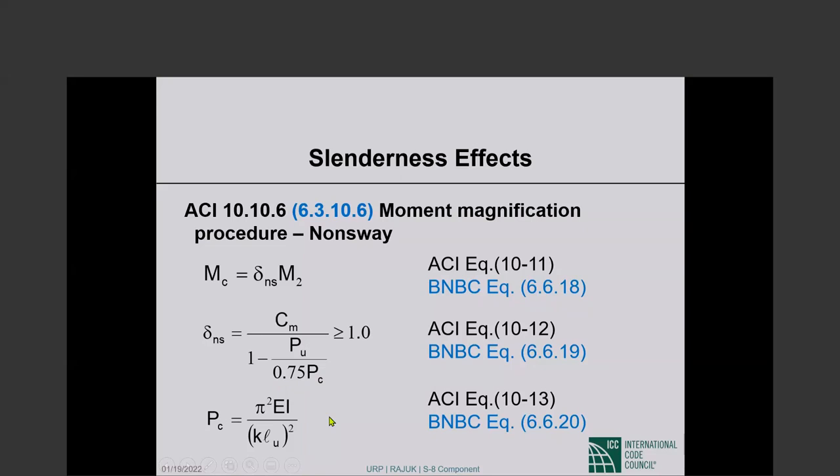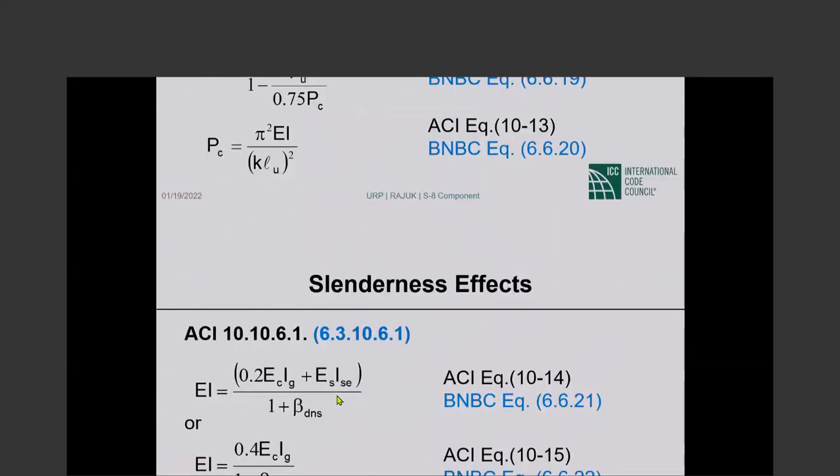Critical load in Euler buckling, so the P sub C expression for that is pi squared EI over K L sub U squared. This is from strength of materials, if you like. So we magnify M sub 2 by a non-sway magnifier. Non-sway magnifier involves C sub M, P sub U, the column axial load, and the critical column load is P sub C. P sub C is pi squared EI over KL sub U squared.